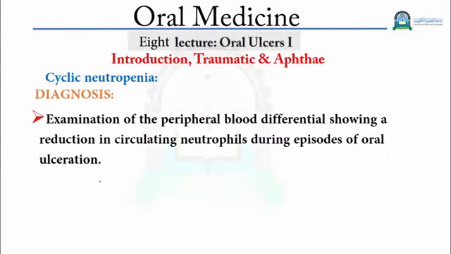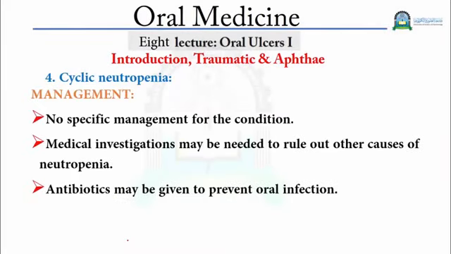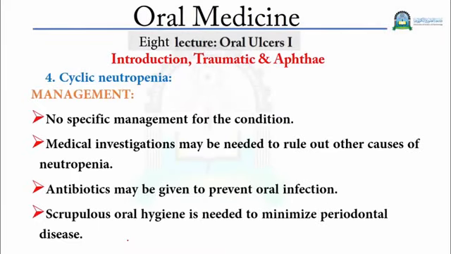How to diagnose cyclic neutropenia and differentiate it from other clinically similar lesions? Examination of the peripheral blood should be performed, which will show a reduction in circulating neutrophils during the episodes of oral ulceration. At the same time as the ulcers are present, we take a sample of blood, or refer the patient to the laboratory, to assess the level of neutrophils.